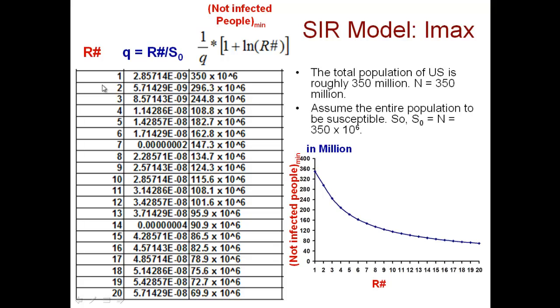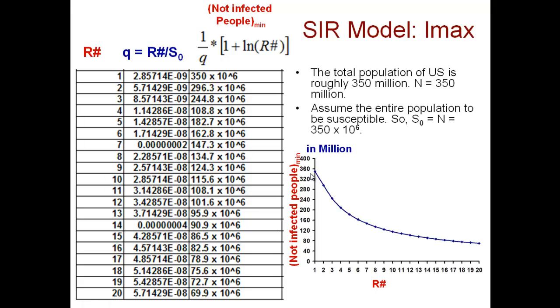So you can see here, if r hash equals 1, you have the entire population to be not infected. That's the minimum number of people not infected at any time. Now as r hash increases, you see that this value decreases. The minimum number of people to be not infected at any time starts decreasing. So that's why we would like to keep r hash to be 1 or lower than 1.